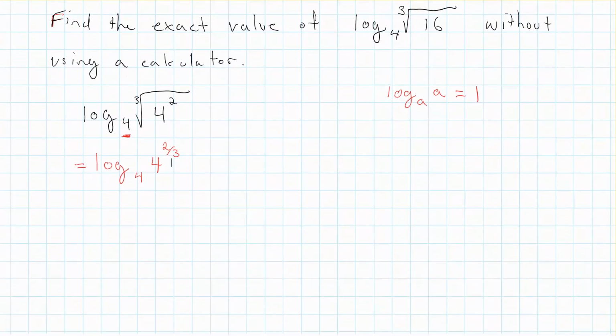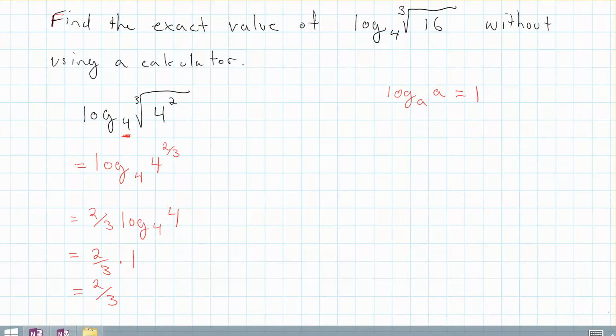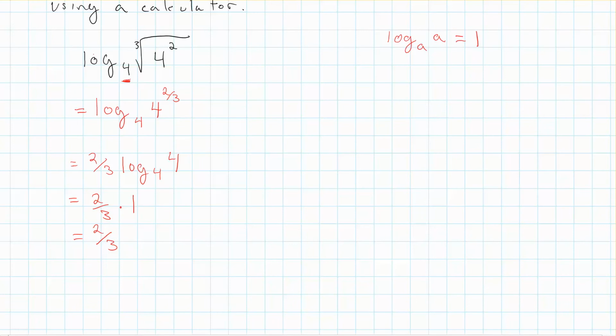Alright, so then let's use some more log properties. Well, this exponent I know can just go down in front here, so this is equal to 2/3 log base 4 of 4. But then we know that the log base 4 of 4 is just equal to 1. So this is 2/3 times 1, which of course is just 2/3. And apparently it's telling me I can update Adobe, which I don't care about. Alright, so then the exact answer without using a calculator is just 2/3.